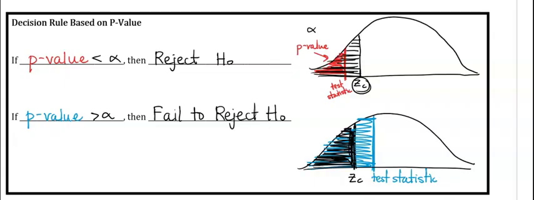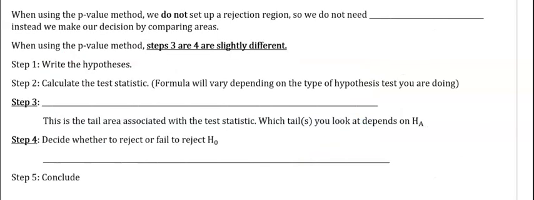So the p-value method does not compare the test statistic to the critical value like the rejection region method does. It compares the area of the test statistic, which is the p-value, to the area of the level of significance, which is our alpha value. So let's see how that changes the steps that we follow.